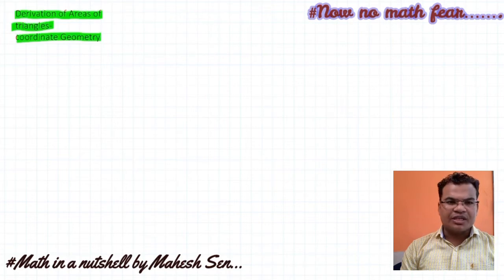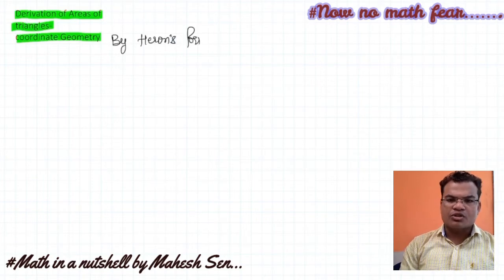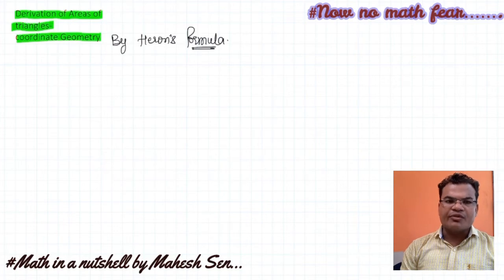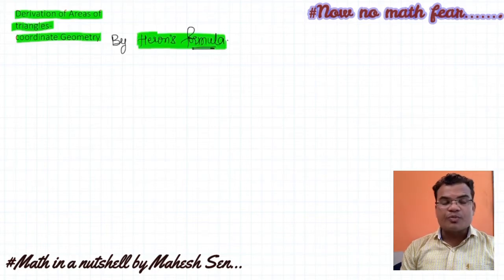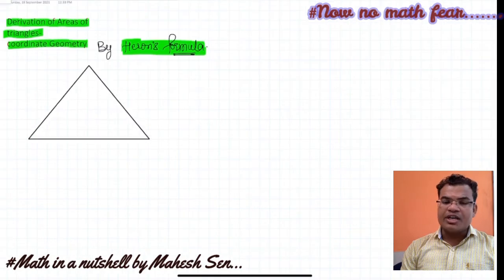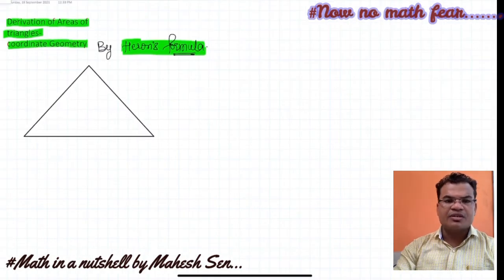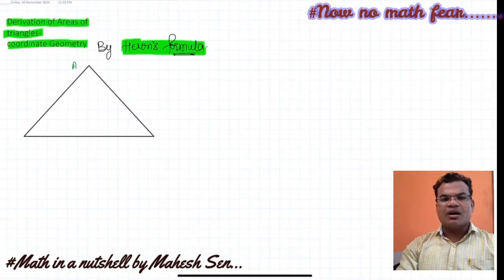Guys, today we have the derivation of the area of the triangle in the chapter Coordinate Geometry by Heron's formula. So guys, I just want to tell you that this is a very important derivation and it was asked by one of my students: derive the area of the triangle by Heron's formula when it belongs to coordinate geometry. That means it is from the vertices.